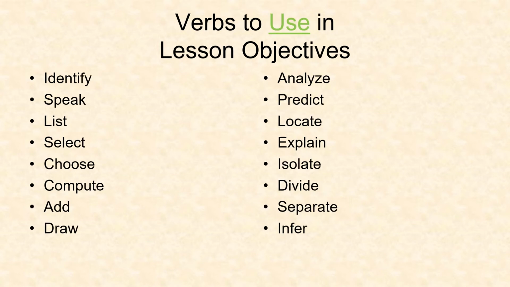Now look at this list of verbs. These are all very specific action items that we can tell if a student can do or they can't do. And we can gauge how well they can perform it. Can they identify certain things? Can they choose various things here, can they draw something? Can they analyze? Can they predict? Can they explain? Can they divide? Can they separate? Can they infer something from what they're looking at? Those are all things that you can measure. So use verbs like this in planning your objectives.